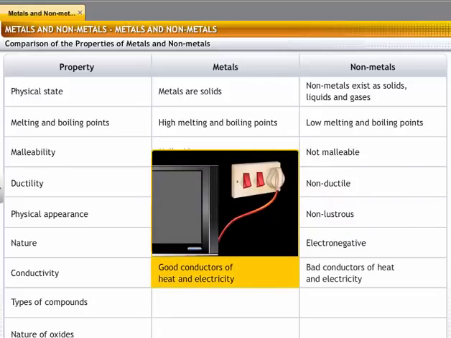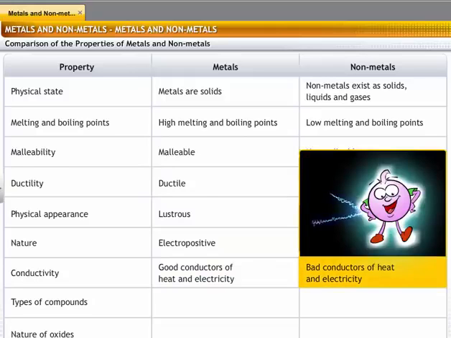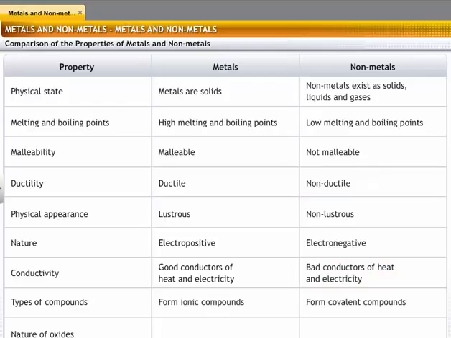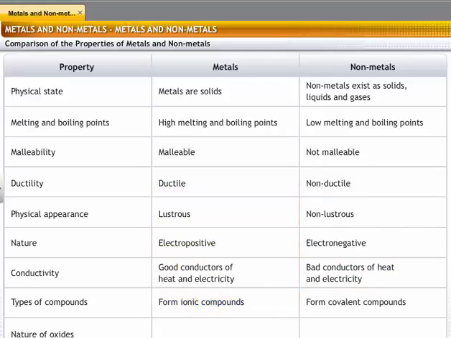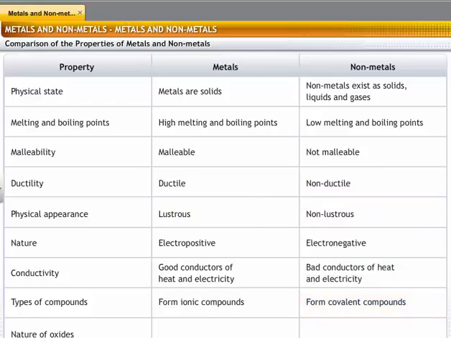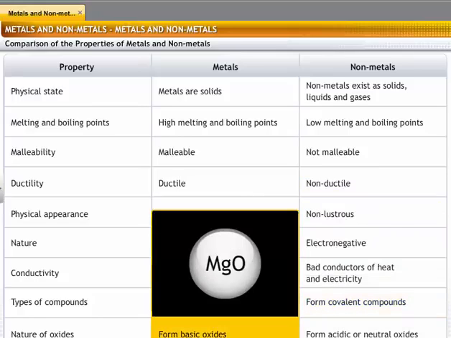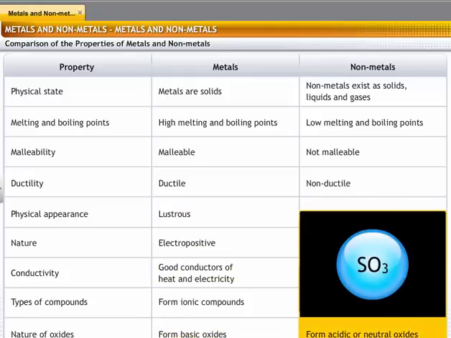Metals are good conductors of heat and electricity, while non-metals are bad conductors of heat and electricity. Metals form ionic compounds, while non-metals form covalent compounds. Metals form basic oxides, while non-metals form acidic or neutral oxides.